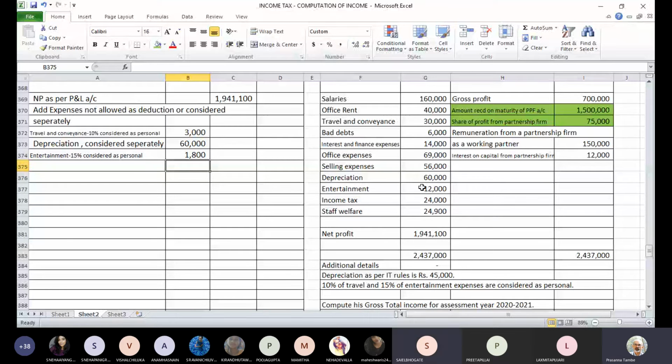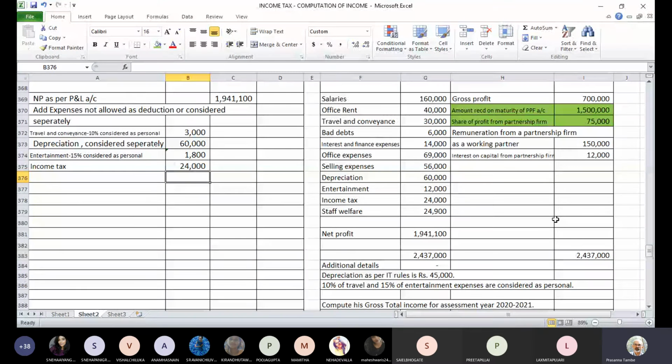Yes, sir. Okay. Next is income tax. Income tax is again not allowed as deduction, as we have seen earlier also. So we can safely add back income tax of 24,000 rupees. Staff welfare is a usual business expenditure, so no adjustment is required for staff welfare expenses. 24,900 is fully allowed as deduction.